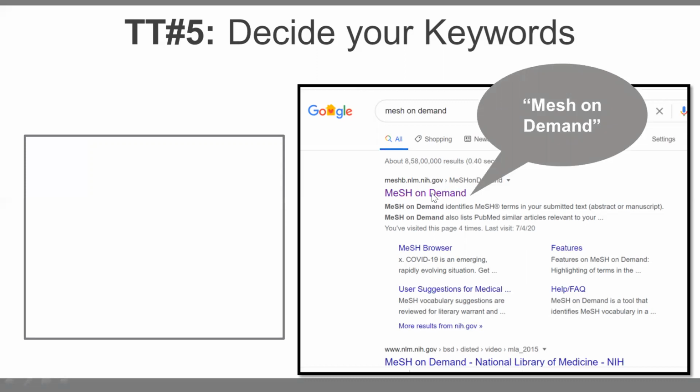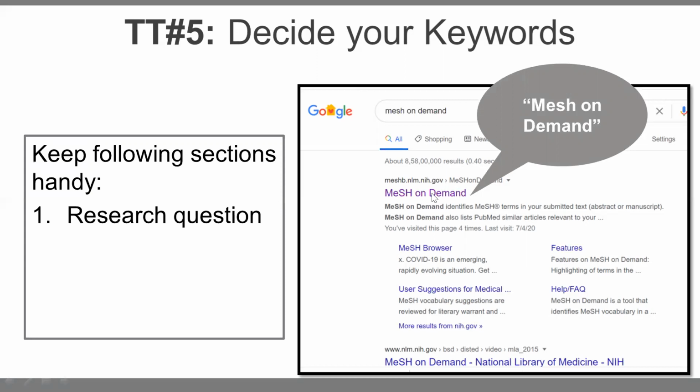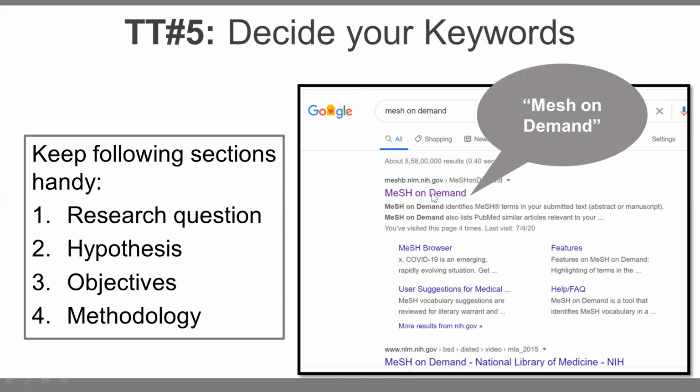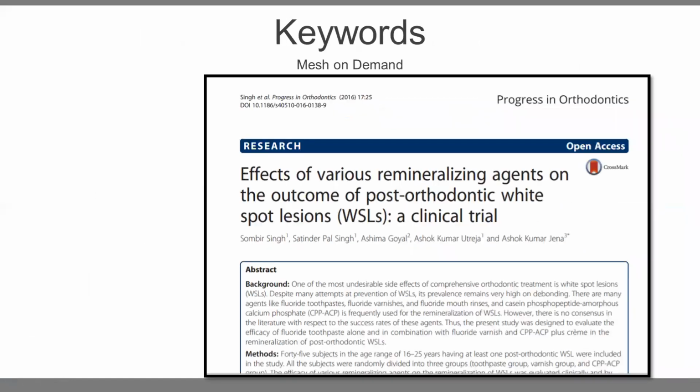And for this, the tip is to keep the following sections of your research work handy. What are these? Your research question, which we had formulated earlier, the hypothesis which you wish to check in your study, the objectives of your study which you have framed, and the fourth is the methodology which you have planned to use in your study. So these are the four things which you have to keep handy when you are going for MeSH on Demand. So let's begin. I have taken this article as an example to demonstrate where we will work on MeSH on Demand.